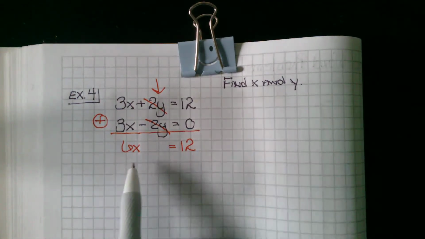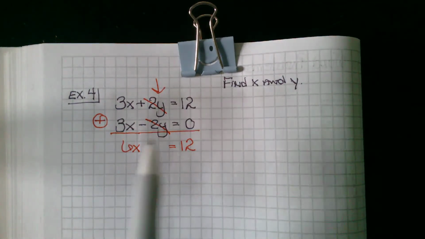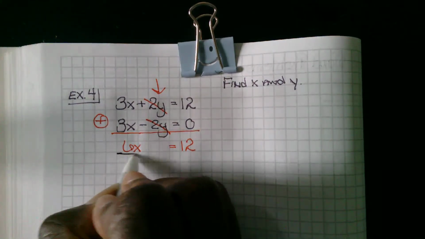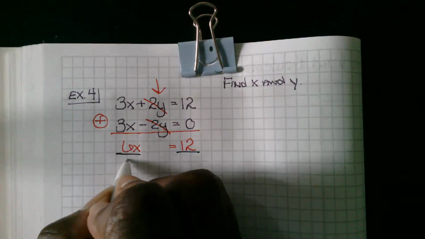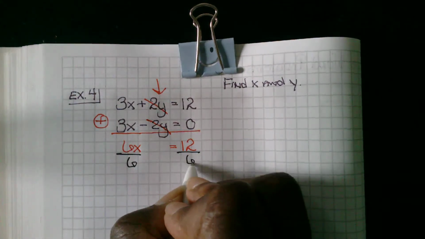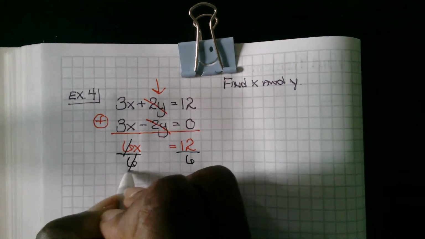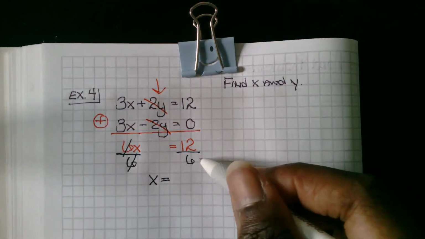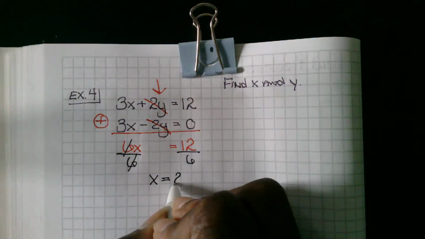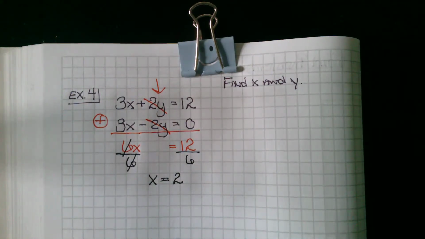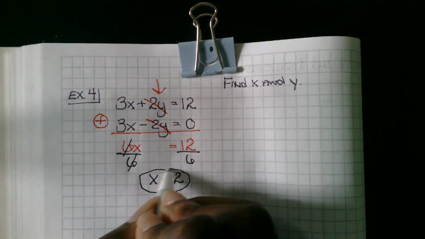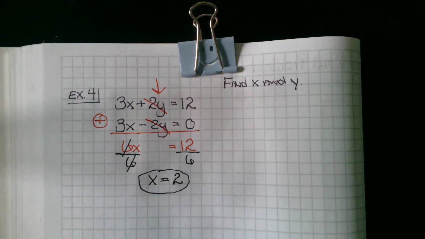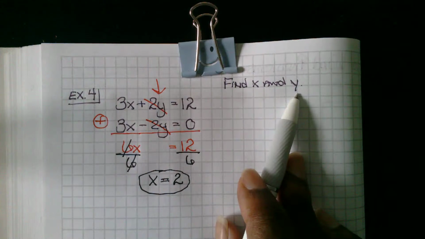We can solve for x. Now we just have one variable to deal with. So 6x means 6 times x. The inverse of times is division, so we're going to divide both sides by 6. So that gives us x is equal to 12 divided by 6, which gives us 2. So we found half of our answer. We found what x equals. But now we need to find what y is.